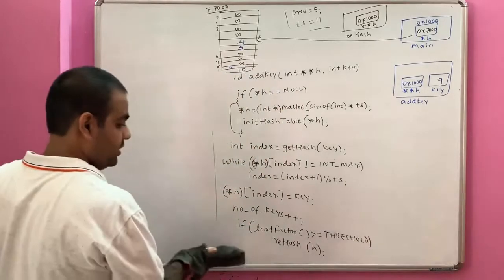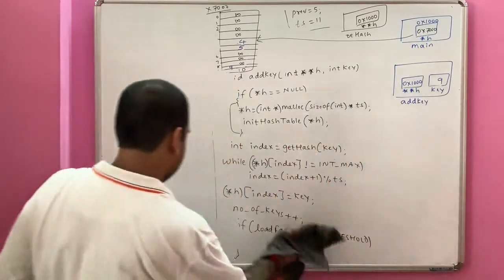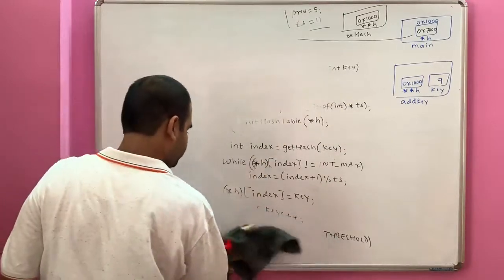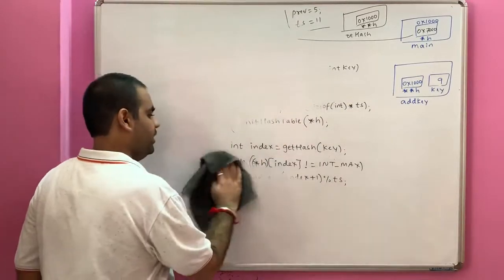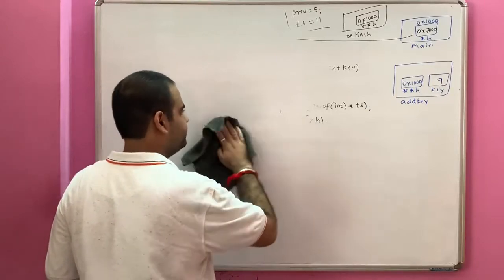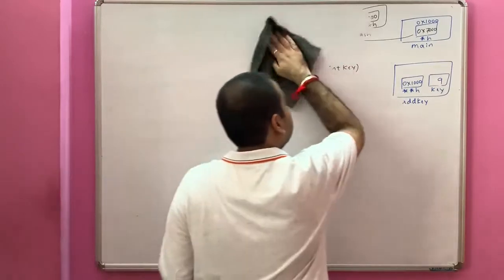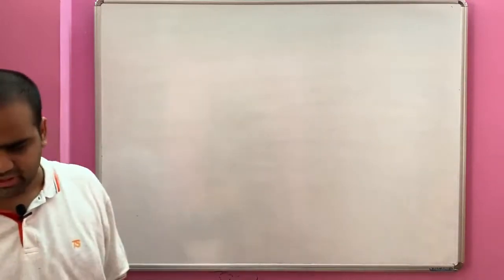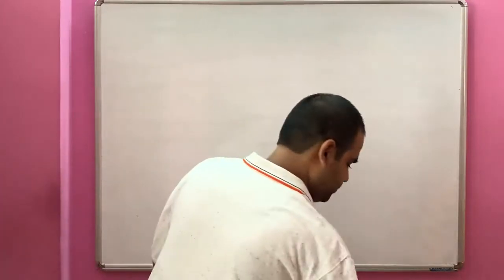Okay, let us see. Let's see case 2. Now what is case 2? Case 2 is, I guess, delete key. Case 2 is delete the key. We will write case 3 first, then we will write case 2.